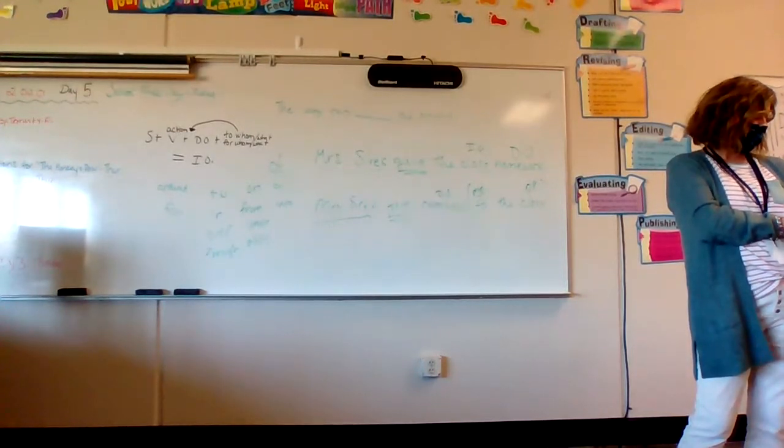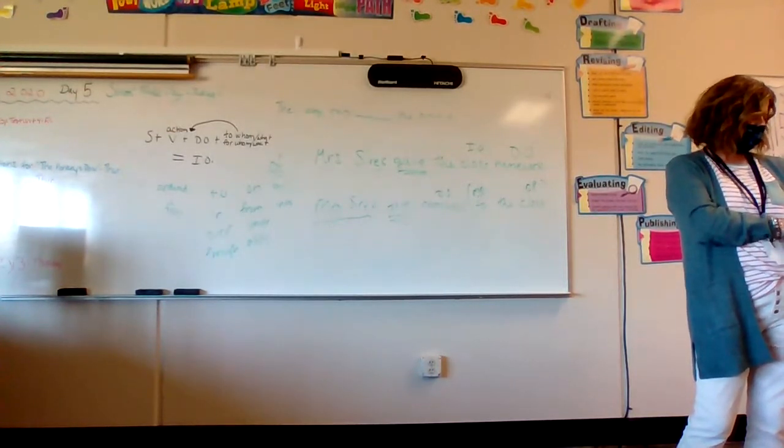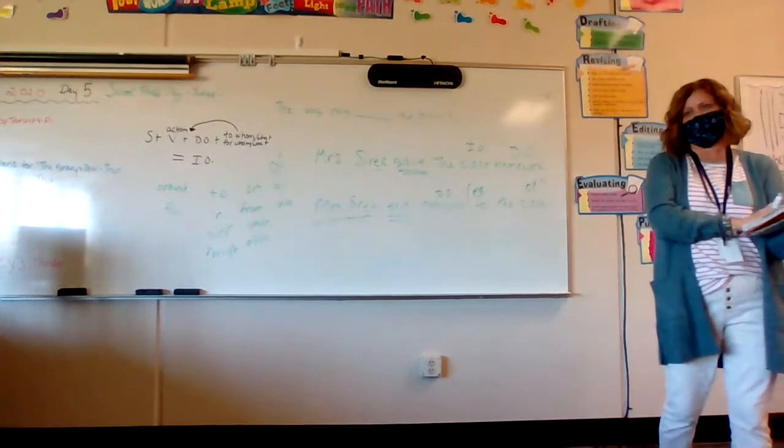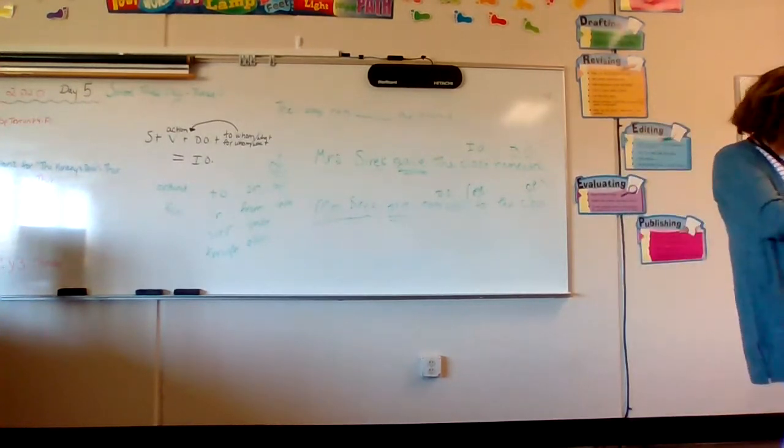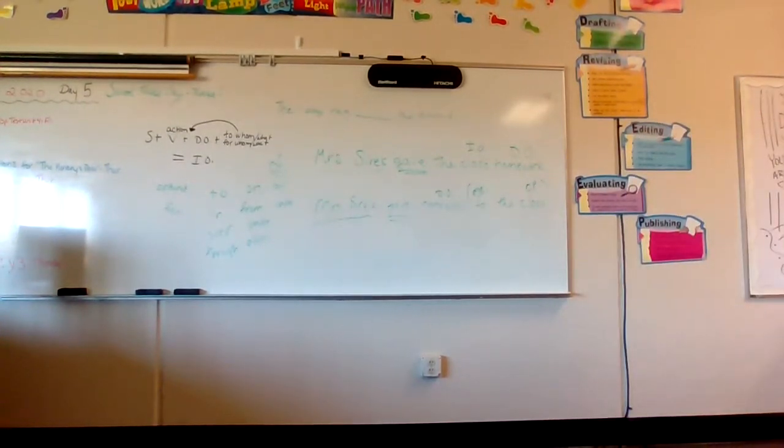Mr. Susan organized the field trip for the art students. So Mr. Susan is the subject, the action, the verb, is organized. And then it'd be organized what? Organized a trip. That'll be the direct object, and the indirect object is art students.